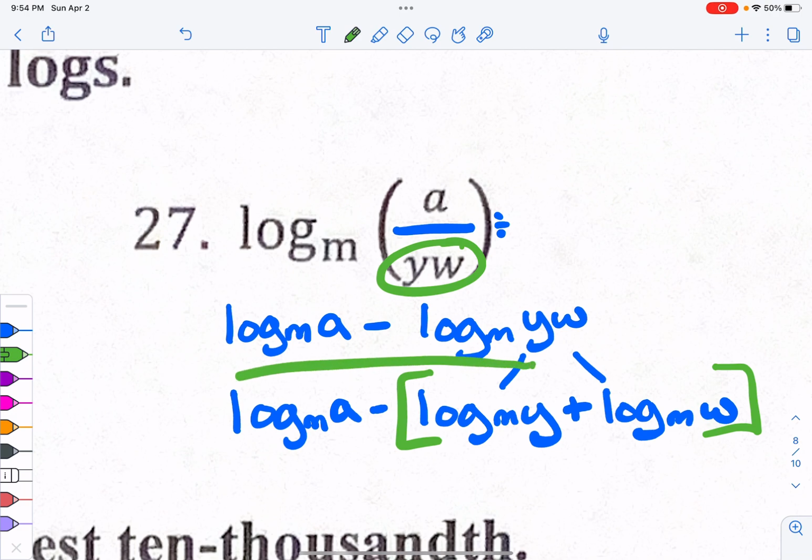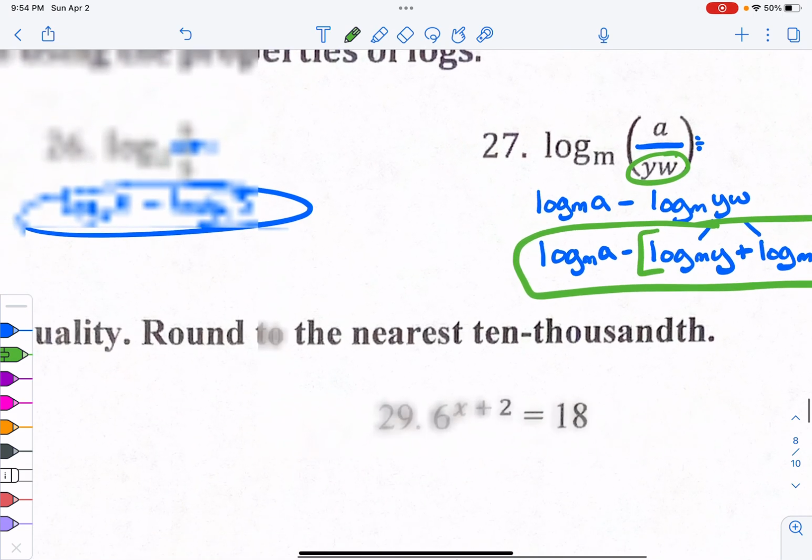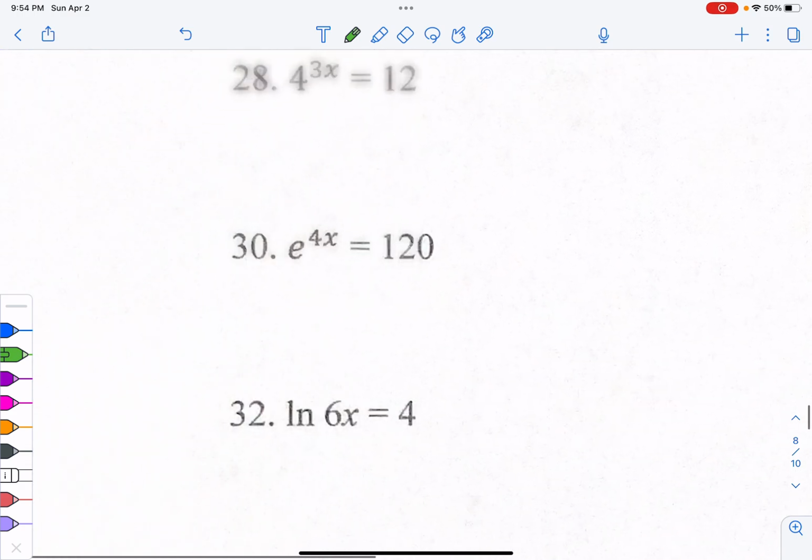You have to make sure you either have parentheses or brackets or whatever you choose to do, or distribute your negative through, because otherwise it looks as though this is on the top now. So just keep that in mind. If you have two pieces in the bottom, you have to use parentheses or distribute the negative, okay?